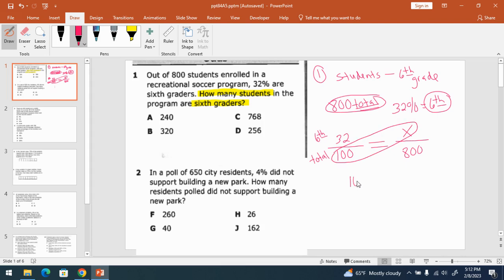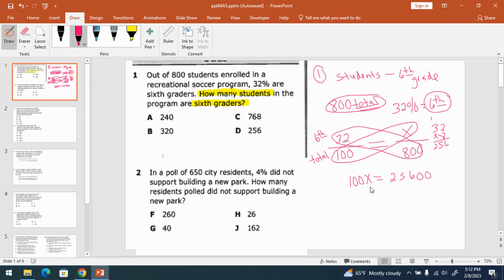100 times x would be 100x. 800 times 32. So when you have zeros at the end, we can already put them at the end. 1, 2, and then just multiply the rest. 32 times 8, I'll have to go to the side. 256. So right now it's 25,600.